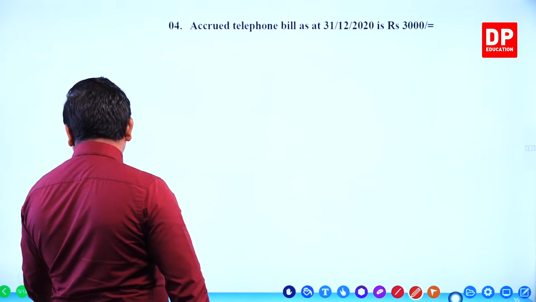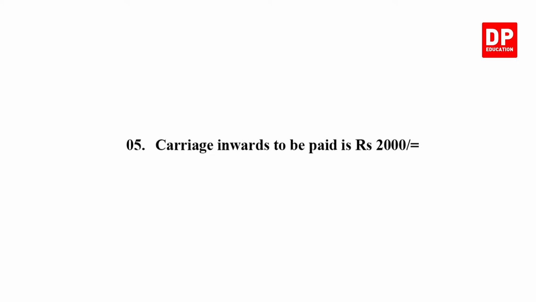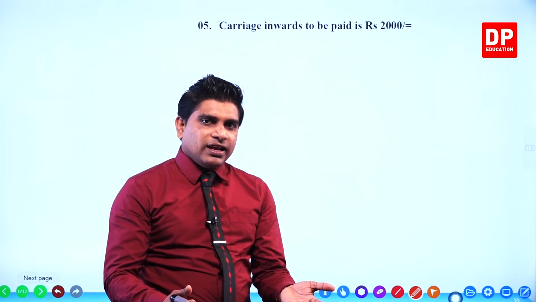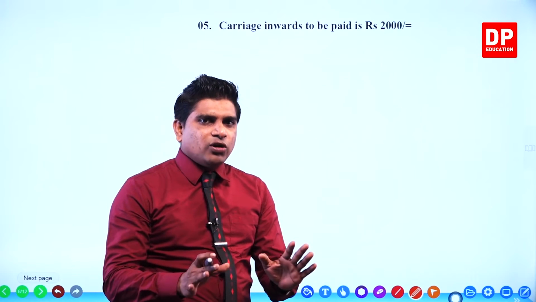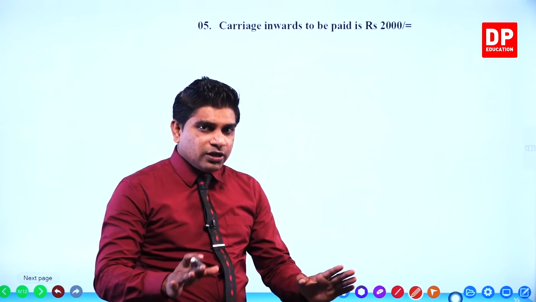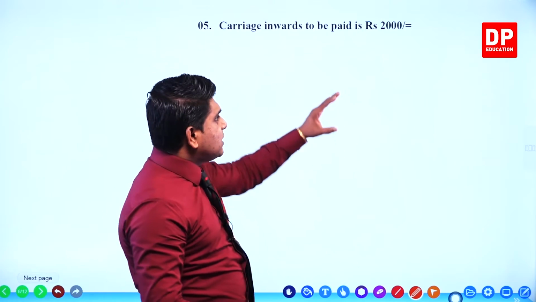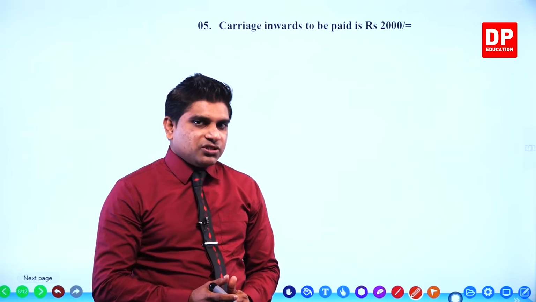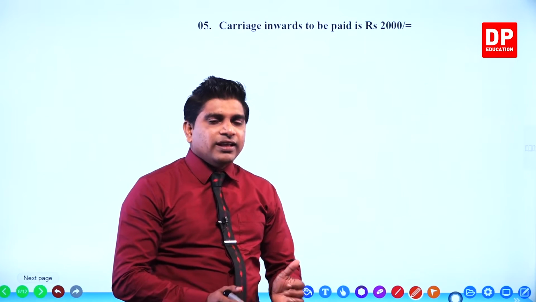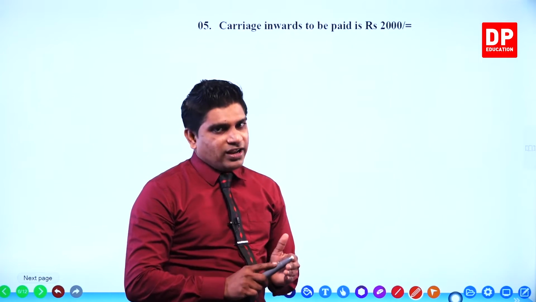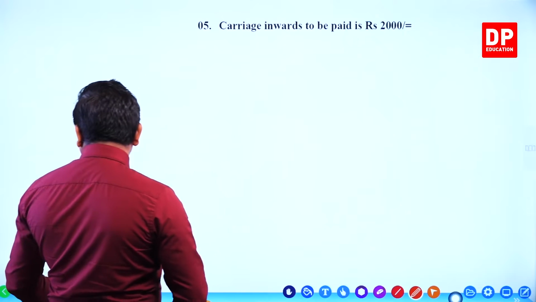Then next one, carriage inwards to be paid, 2,000. You have to pay 2,000 carriage inwards expense. They didn't say how much has been paid, so you consider this the amount of carriage inwards expense to be paid. Using the double entry, you enter the details in the general journal, ledger accounts and financial statements.